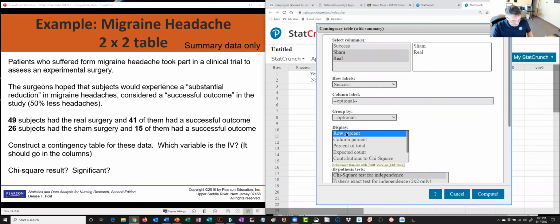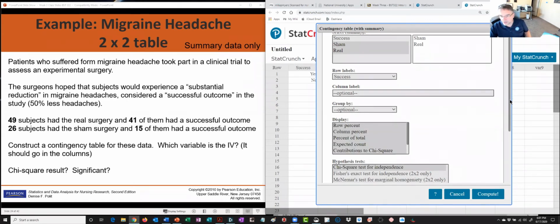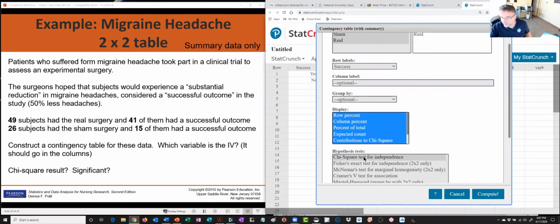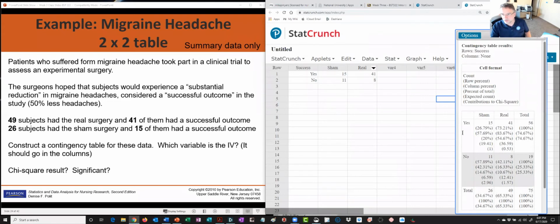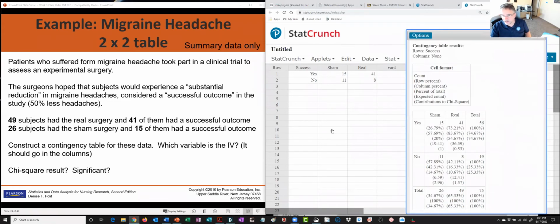And now we have the row percents, the column percents, the percent of total, and we're going to click on the chi-square, and we can click on contributions to chi-square. We're going to see if we can add those up. And we're going to leave this by default now. This was on, we're going to leave it clicked on and click compute. So we have our table that we got from last time.